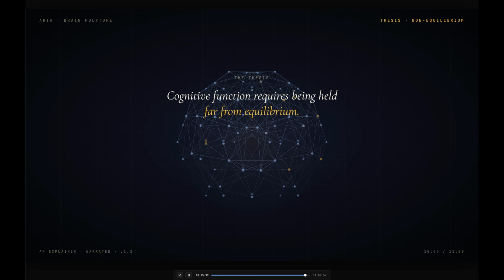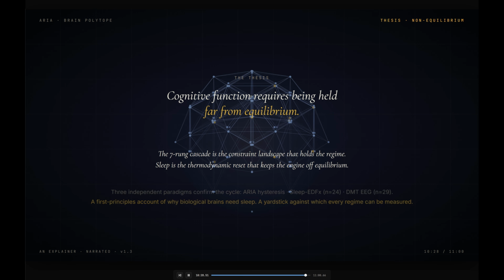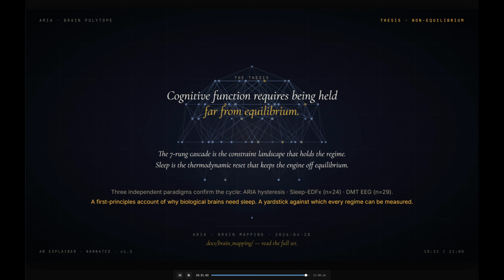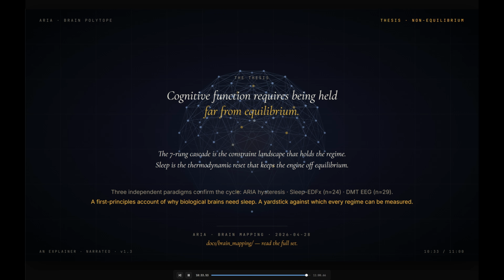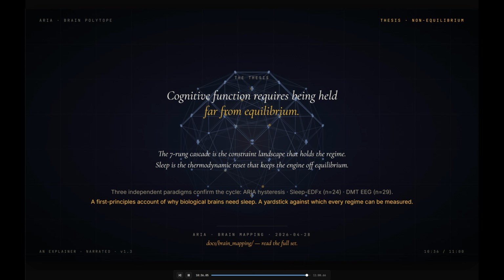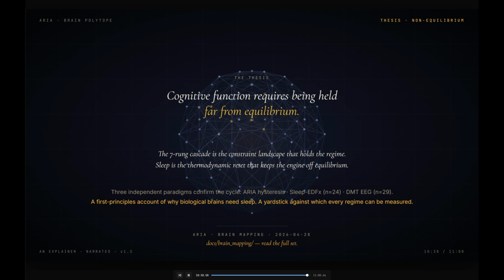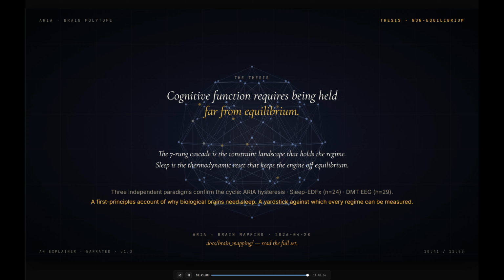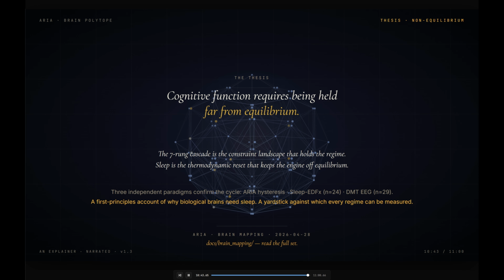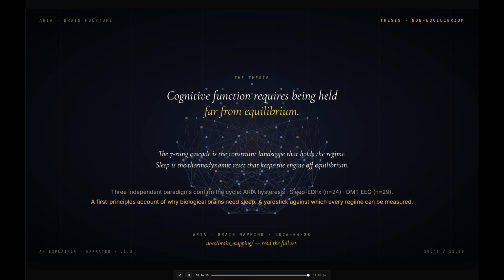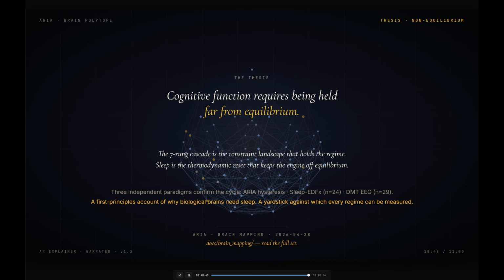The thesis is this: cognitive function requires being held far from equilibrium. The brain is not stable because it rests. It is stable because it is constrained. The seven-rung cascade may be the landscape that holds the conscious regime. Sleep may be the thermodynamic reset that keeps that regime viable. Aria, sleep EDFX, DMT EEG, propofol, and HCP connectome data all point toward the same possibility. Brainwaves may not be what the cortex produces. They may be how the cortex reads the field.